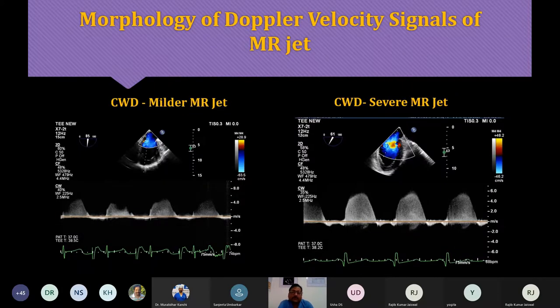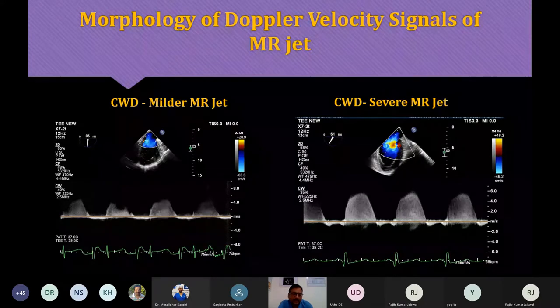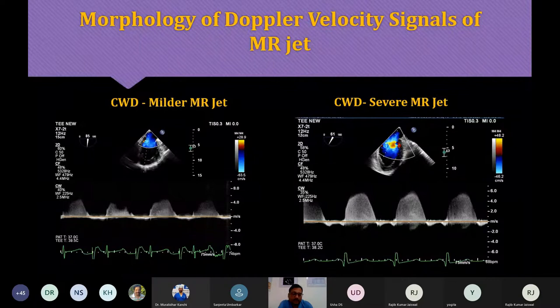Coming to the morphology of the Doppler signals, continuous wave Doppler. You can see here I have put two Doppler signals. One is a milder jet form where you can see there is no complete envelope seen in the continuous wave Doppler.